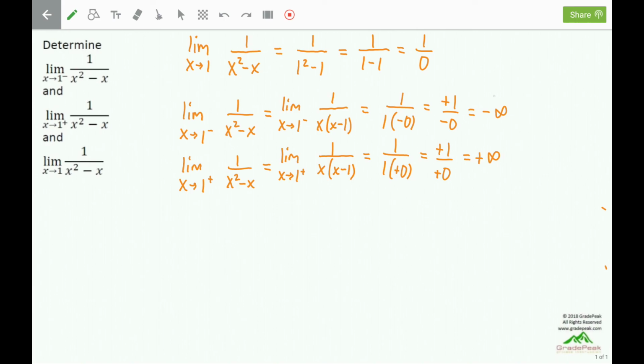The two-sided limit depends on the results of the two one-sided limits. They do not match each other. Therefore, the two-sided limit does not exist. And there's the results of the three different limits.